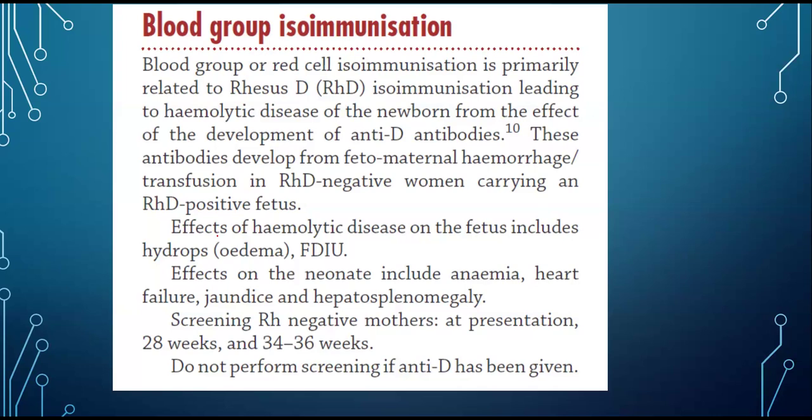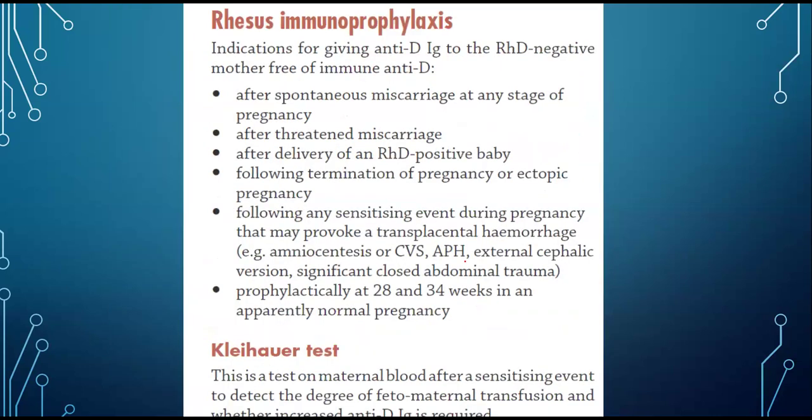Blood group isoimmunization. Now there is another important thing. So many of you have heard about RH isoimmunization, right? RH isoimmunization is a condition where a pregnant mother who is RH negative gives birth to an RH positive baby. So let's say this is the first time the mother is pregnant. During delivery or during pregnancy, there might be a feto-maternal blood mix-up.